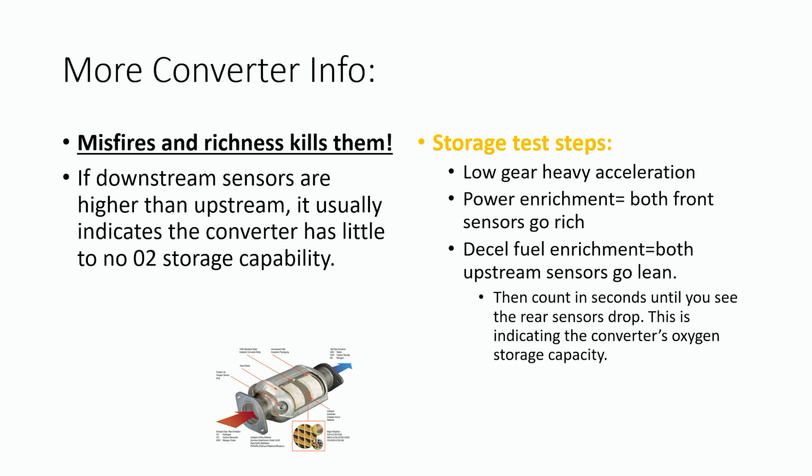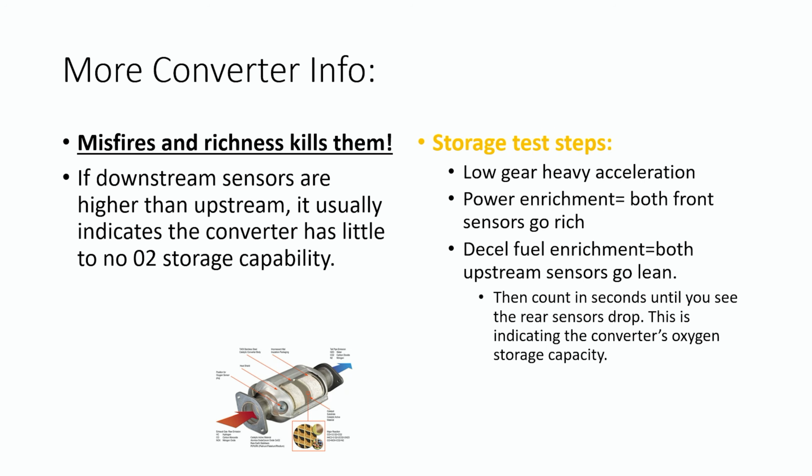But for sake of today's YouTube video, we're going to just talk about driving the vehicle here. So we're going to go under a heavy acceleration in low gear, and then we're going to go into power enrichment. So under those conditions, obviously we need to add a whole bunch more fuel to the mixture, and both front O2 sensors should go rich as a result of that. Then we're going to go ahead and decel the vehicle. When we decel the vehicle, we should see the storage capability of that oxygen, of that catalytic converter. So we should see that.